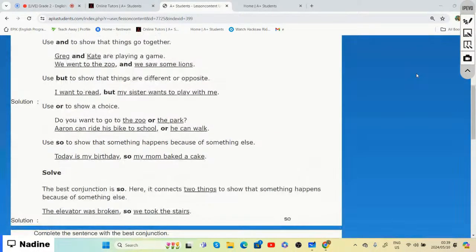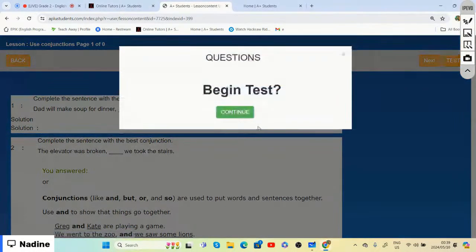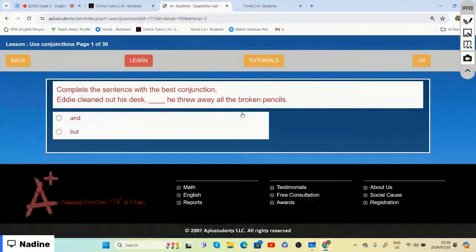All right, now we're going on to our test, right? Where we are going to be using conjunctions. And we're going to complete the sentence with the best conjunction.